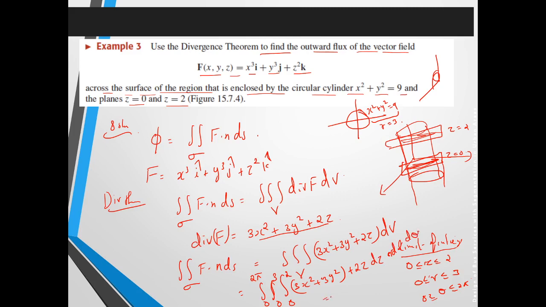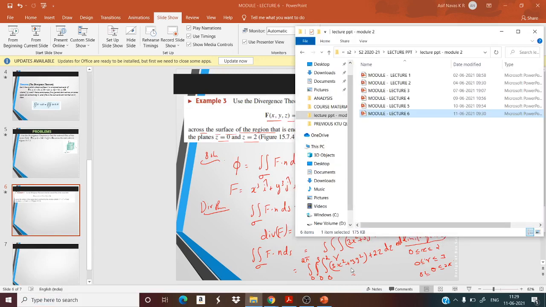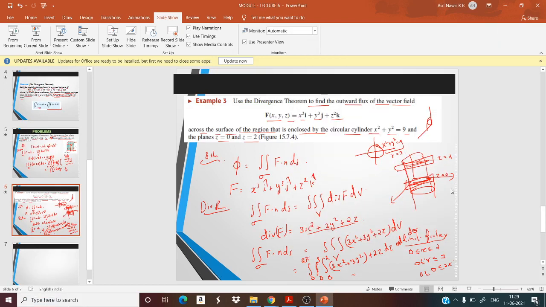Can you do this problem and tell me the answer? Yes, sir. I will give you time. Please integrate and tell me the answer.